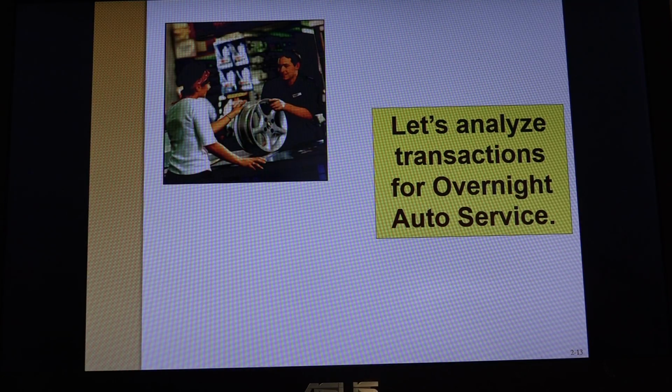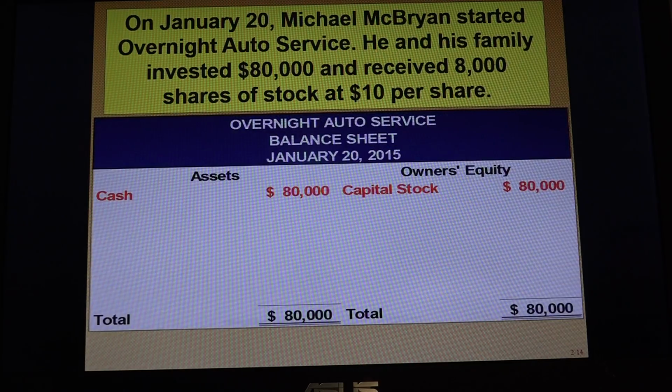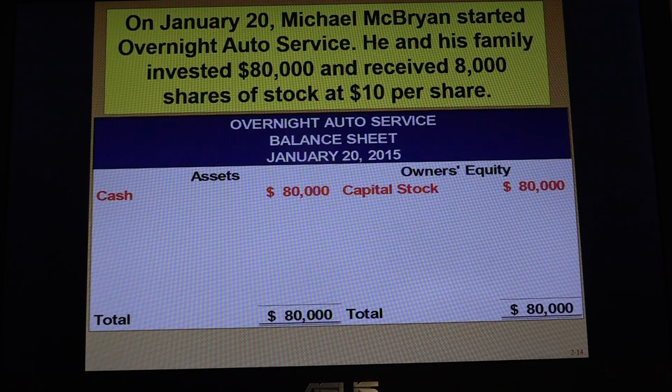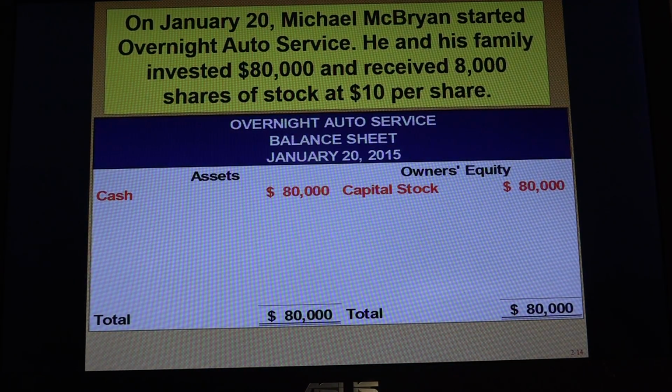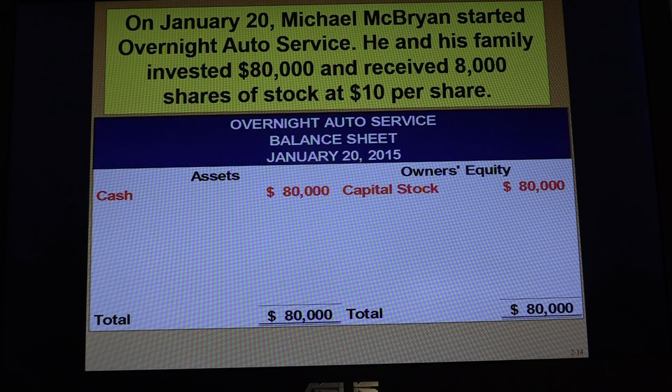All right, so let's just go through some of this analysis. I think all of these affect the accounting equation. All right, so we start out a business called Overnight Auto Service. And this Michael McBrien starts this company on January 20th. He and his family invest $80,000 into the company, cash. And he receives 8,000 shares of stock at $10 per share.